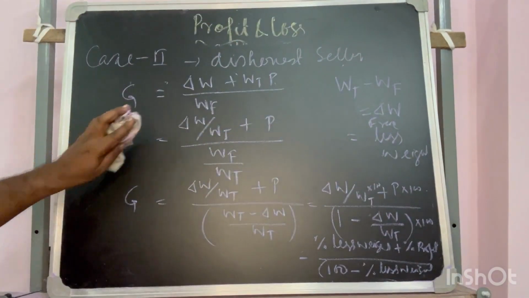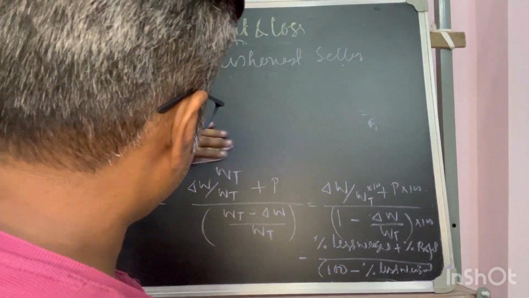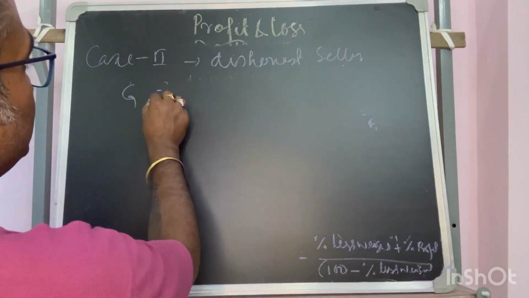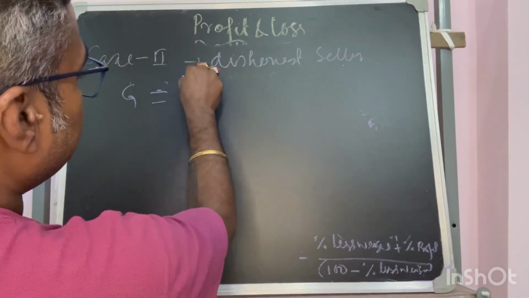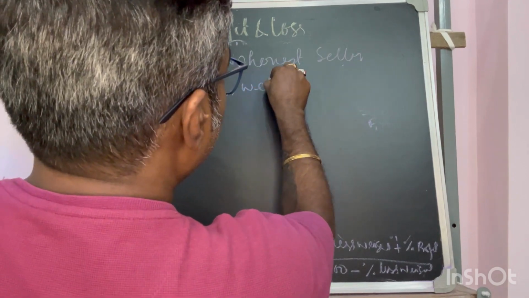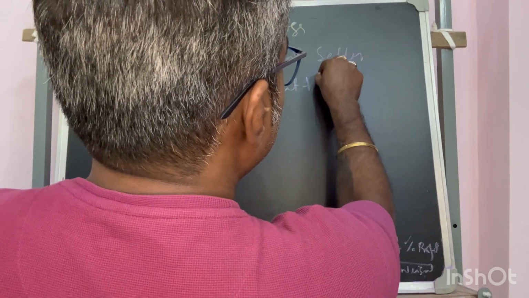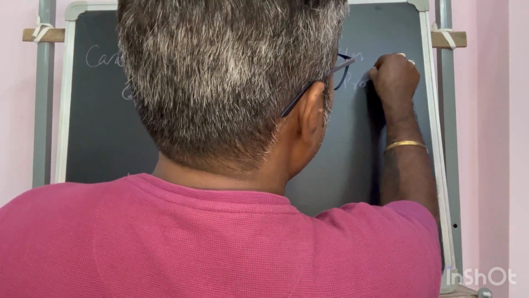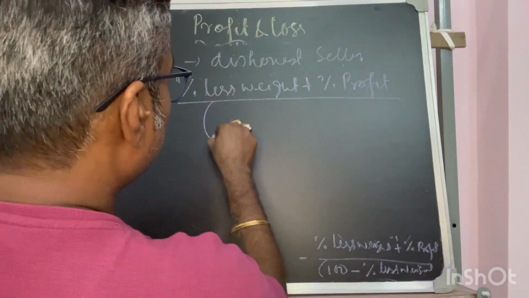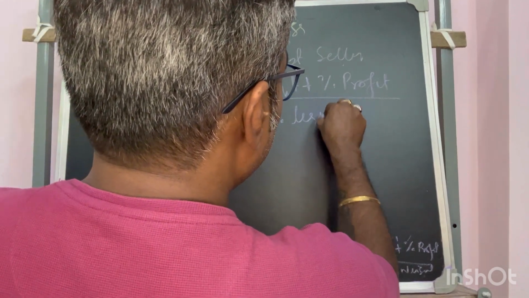So ultimately, instead of writing all this, we can write gain equal to percentage less weight plus percentage profit, divided by 100 minus percentage less weight.